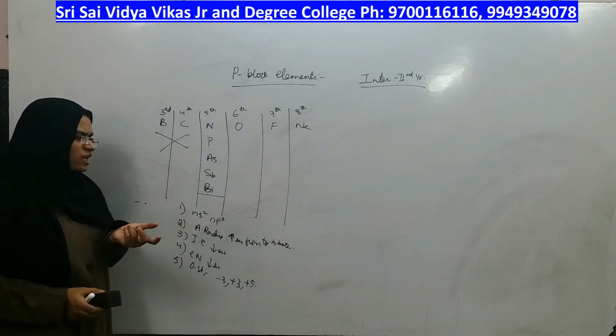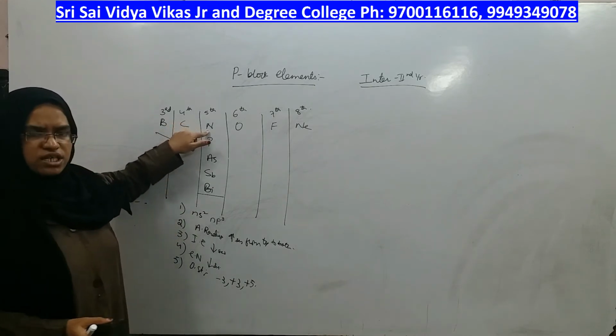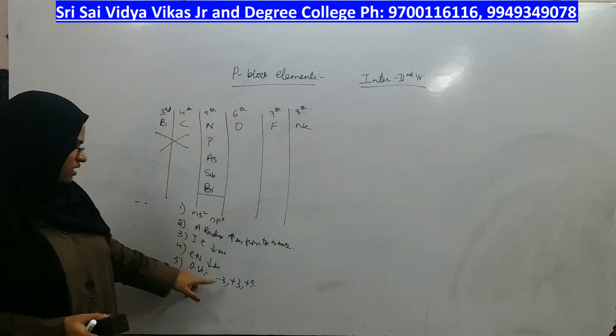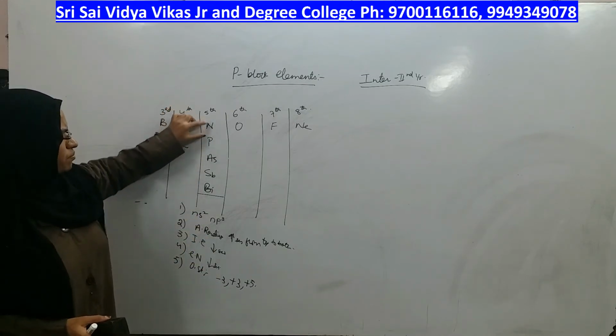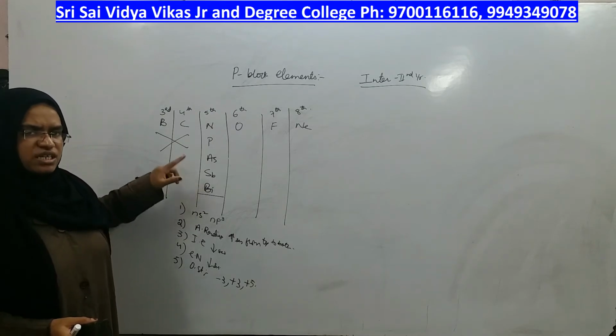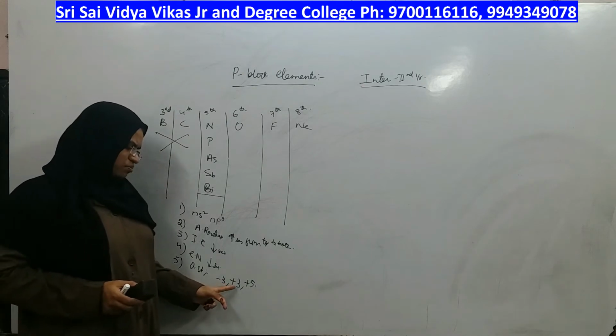To gain 3 electrons, the electronegativity should be high. But out of all of them, whose electronegativity is high? Only nitrogen's electronegativity is high. Therefore, only nitrogen can easily gain 3 electrons, and from top to bottom, getting -3 oxidation state is not possible. Only nitrogen can show it. Then comes +3.